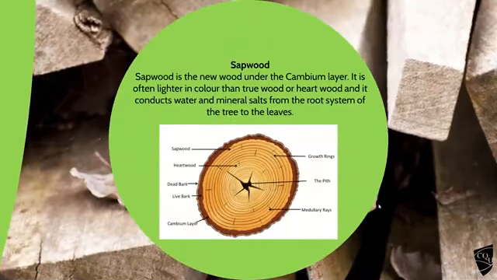The sapwood, that's the new wood. It's just grown. It's under the cambium layer. It's a lighter colour, generally a lighter colour than the heartwood, the older wood in the middle that's matured somewhat. And as I say, it's the one that conducts the waters, the mineral salts and the food from the roots to the leaves and the top of the tree. We don't tend to use the sapwood because it decays very, very quickly.